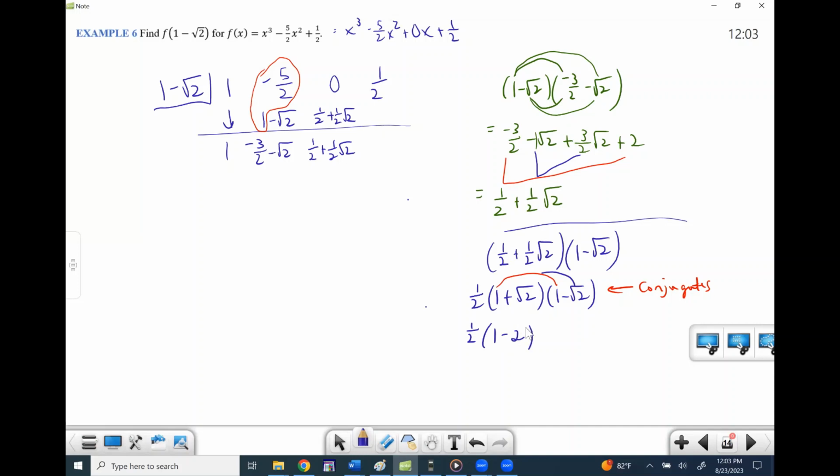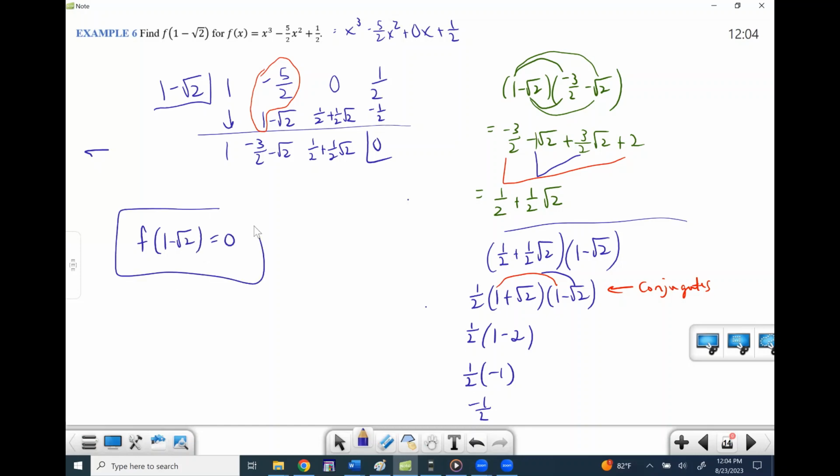Look at how much easier we made this on ourselves, right? So we got 1/2 times negative 1, which means we get negative 1/2. Oh my goodness, so much easier, right? And what do you know? The remainder is 0, and that's going to be the answer. So f of 1 minus root 2 is 0. All right, so there's some combining like terms that could get a little hairy here. But once this trick of pulling out the half, once we did that, it was like, oh my goodness, so much better. All right.